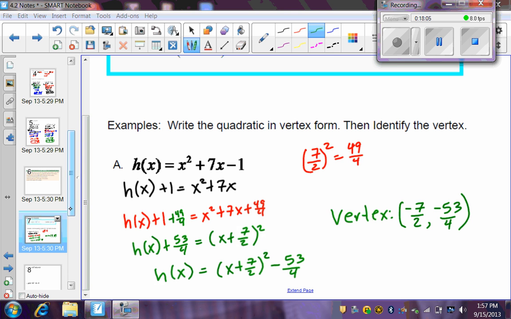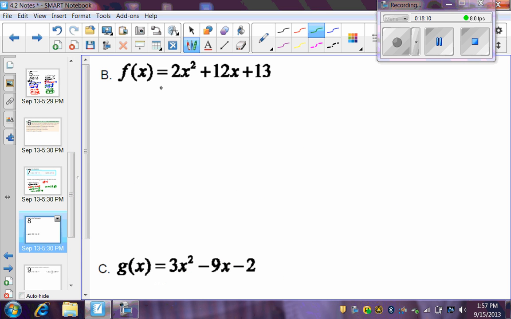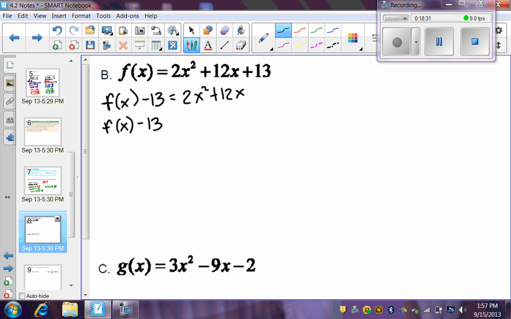Let's do a couple more. So we have f of x equals 2x squared plus 12x plus 13. So I'm going to move the 13 to the other side. So that gives me f of x minus 13 equals 2x squared plus 12x. So I need this to be just x squared, so that tells me I need to factor out a 2, so that gives me f of x minus 13 equals 2 parentheses x squared plus 6x.